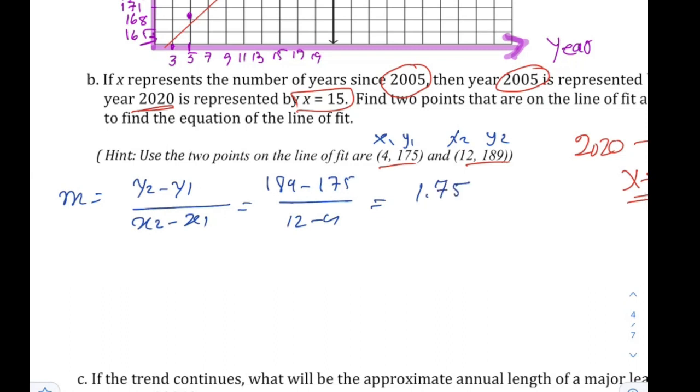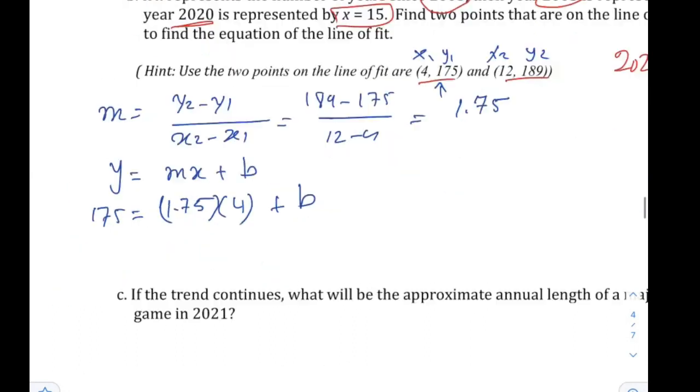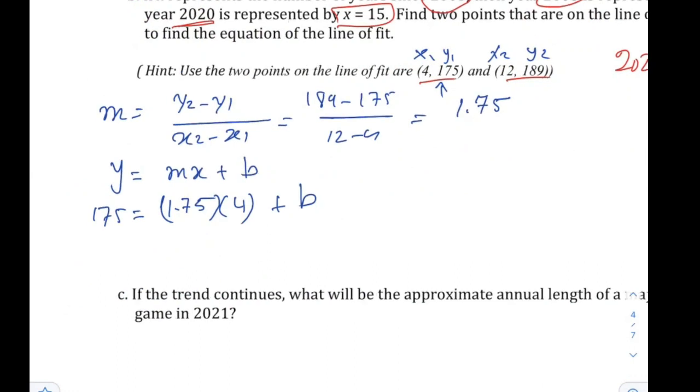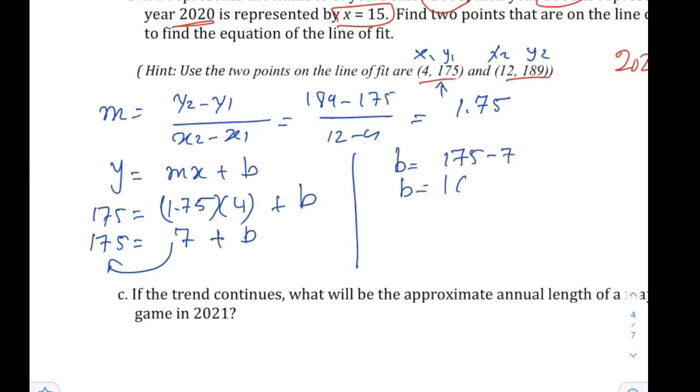Now, how can we write the equation of a line? We know that y equals mx plus b. We can use the first point. So 175 will be our y. 175 equals the slope times x, which is 4, plus b. And then when you multiply 1.75 times 4, it is 7. Taking the 7 to the other side, b is 175 minus 7, so b is 168. And now we write the equation: 1.75x, our slope, plus the new b, which is 168. This is the equation of a line.